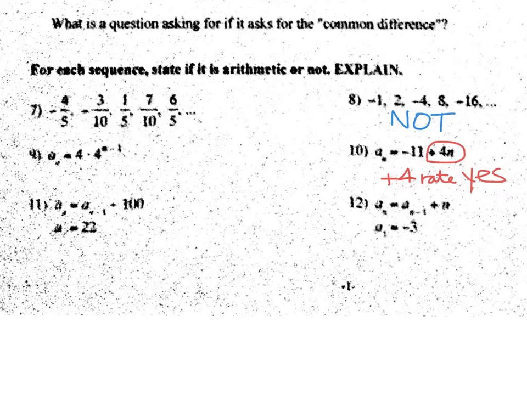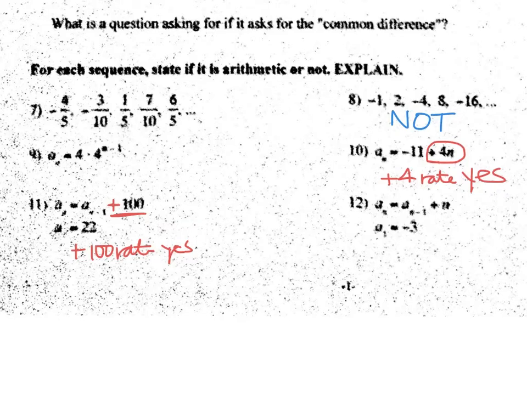Question 11 down here is also arithmetic because it says that I'm taking the previous term and I'm adding 100 to it each time. So the rate is +100, so that's going to be a yes. Now, some of these other ones are a little more tricky to check. So I know I'm kind of hopping out of order. I'm just trying to give you the best explanation I can.